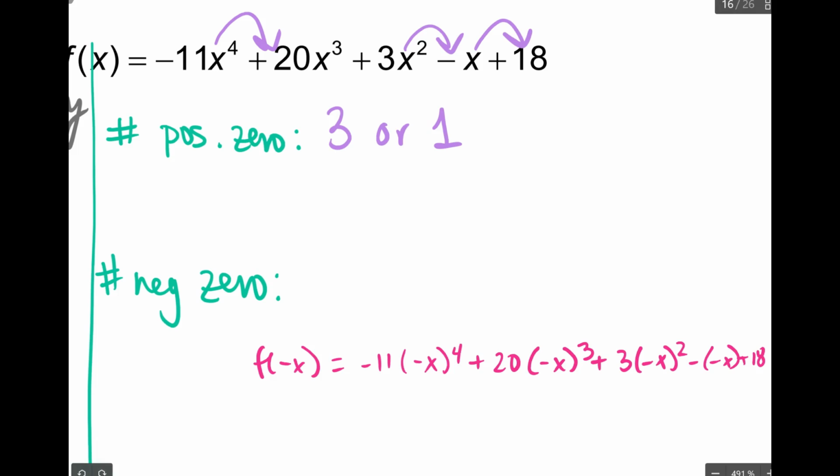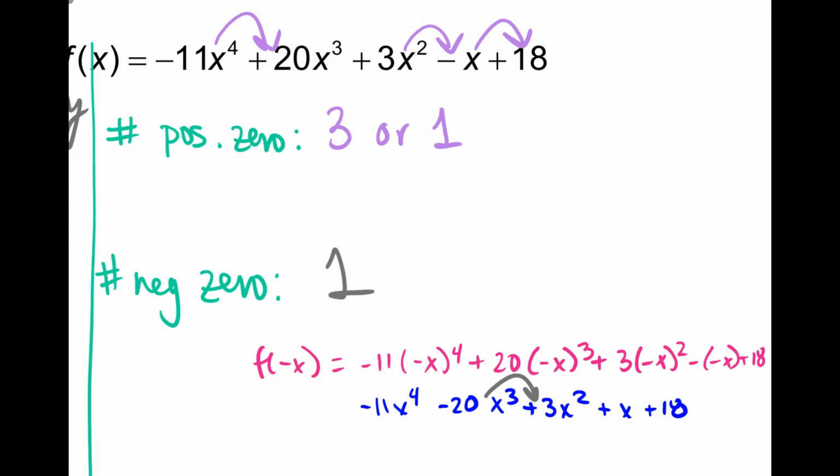Alright. Let's go through. Plugged in negative x. So this is negative 11x to the 4th, minus 20x to the 3rd, plus 3x squared. I already plugged in negative x for my x. That's x plus 18. Okay, let's see how many sign changes I have. Negative, negative, negative to positive, positive, positive. Okay, I only have 1 sign change.